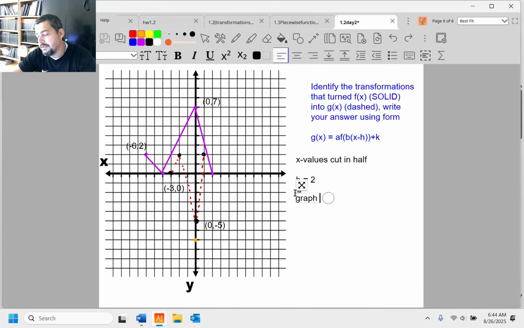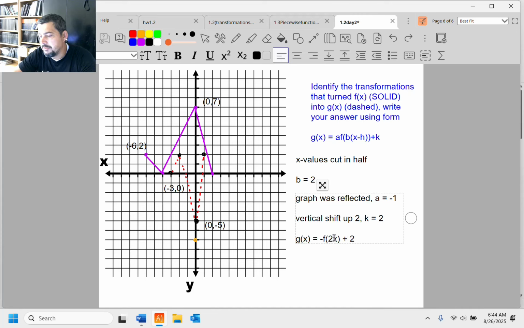The graph was reflected. Tells me that a is negative 1. And there is a vertical shift up 2. So k is 2. So here's what actually happened. Negative, because a is negative 1. F sub b was 2. We did not shift it right or left, did we? No. So just 2x on the inside. No need for parentheses. And then we added 2. And there you go.